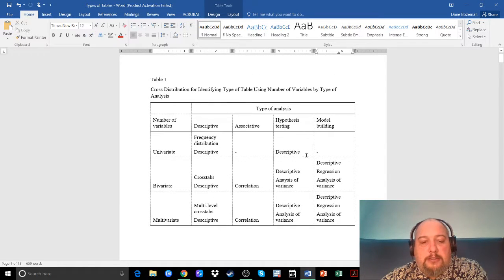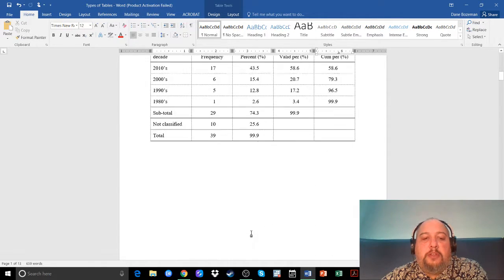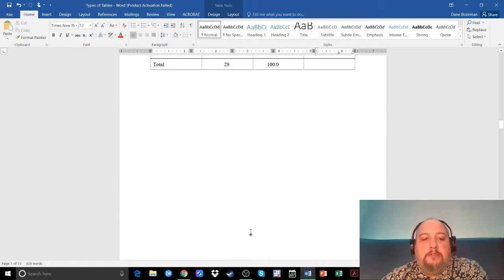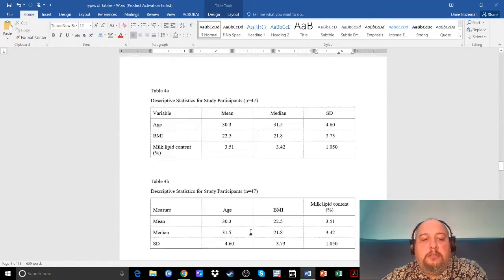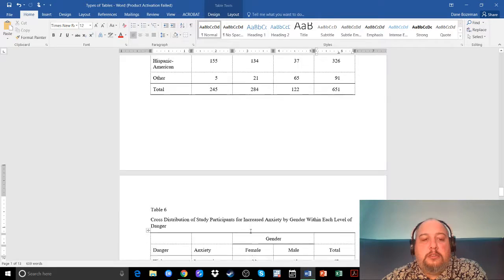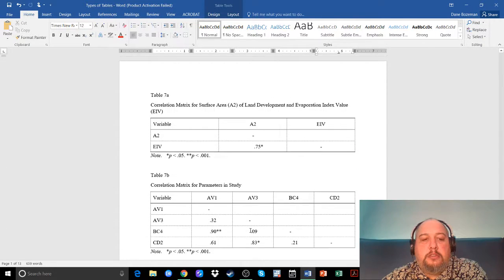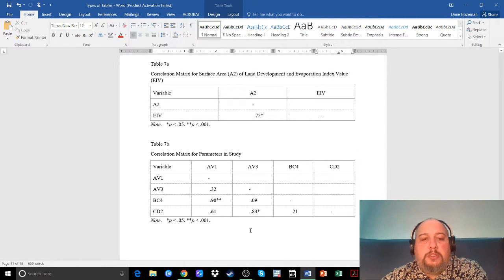If we come back to this table, we see that correlation is either bivariate or multivariate. If we then come down to, I believe, page 11, we see two correlation tables. Now, generally, we don't just say correlation table, we say correlation matrix. If we look at this first one, this is for a bivariate analysis. In other words, only two variables.